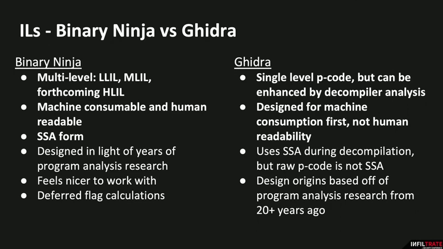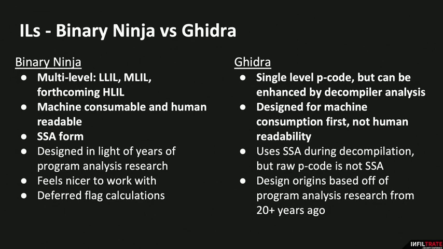Ghidra, on the other hand, has P-code. It's a single-level translation, just instructions to P-code. During decompiler analysis, it gets enhanced. Some instructions are inserted, some things can be changed, parameters will be associated with different instructions, and an SSA form will be constructed, but it's certainly not as clear and concise a delineation of different levels of analysis the way Binary Ninja does it. It's also designed for machine consumption first and not human readability. That said, it is more readable than a number of other ILs, but it's certainly not as nice to look at.